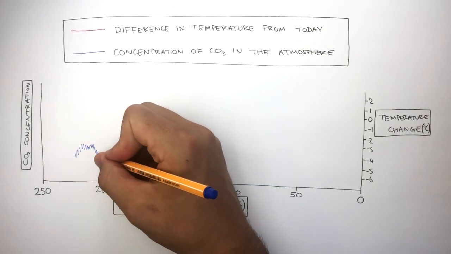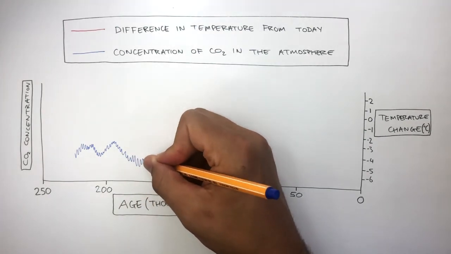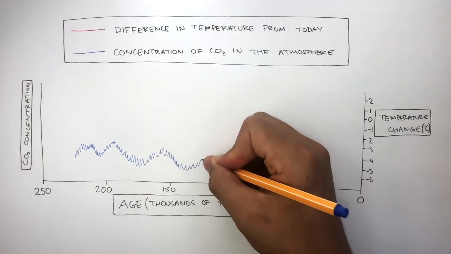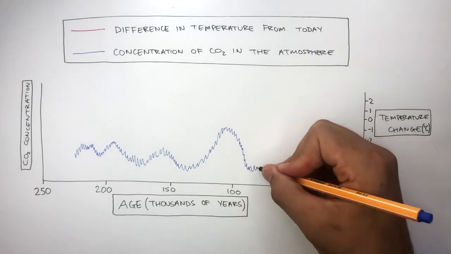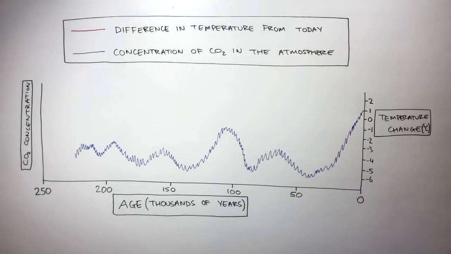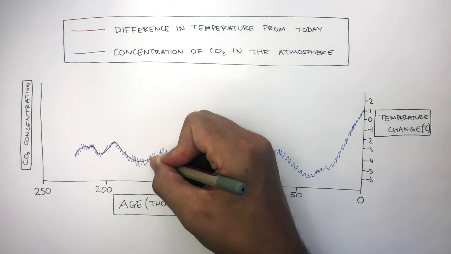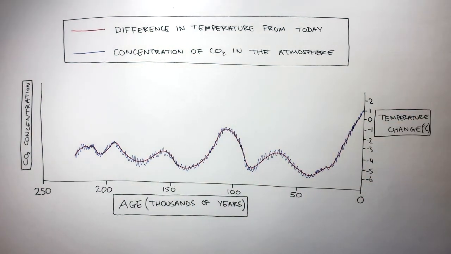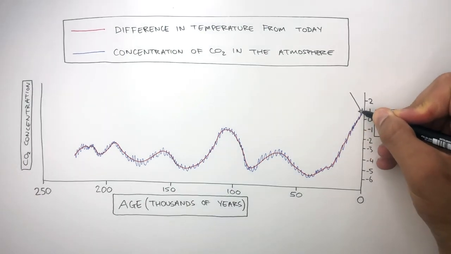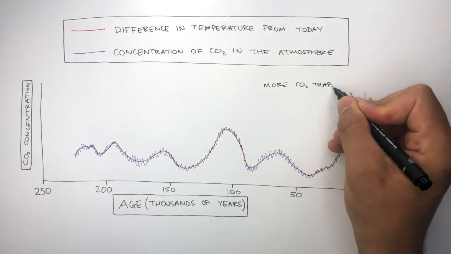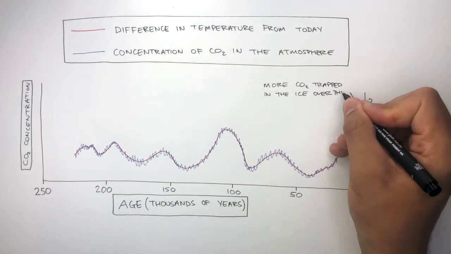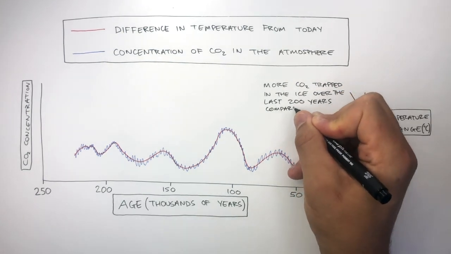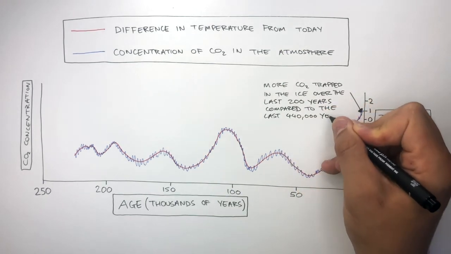The concentration of CO2 has continuously increased and decreased over the last 200,000 years, and it is now at its highest it has been in the last 440,000 years. Temperature changes are also closely correlated with carbon dioxide changes over the last 200,000 years. This section of the graph shows how there is more CO2 trapped in the ice in the last 200 years compared to any point over the last 440,000 years.